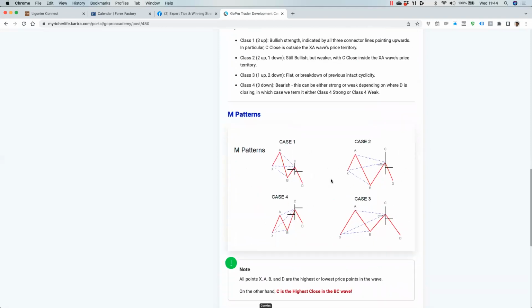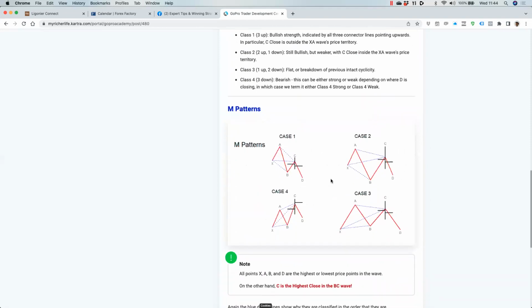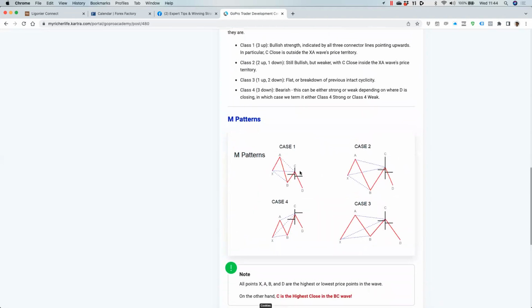M patterns are the same, just upside down. And it's often easier just to draw in these little dotted lines, A to C, X to C, X to B. And you'll notice in a class 1, they're all pointing down. Class 2, 2 of them are pointing down except for X to C. And you just remember X to C and you'll be fine. Class 3, we've got AC pointing down, and now X to C and X to B are pointing up.